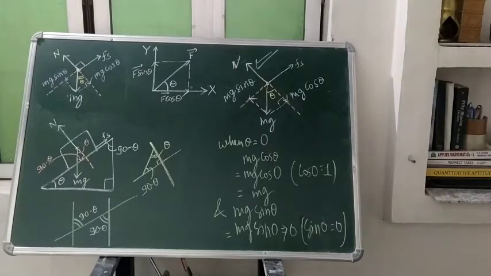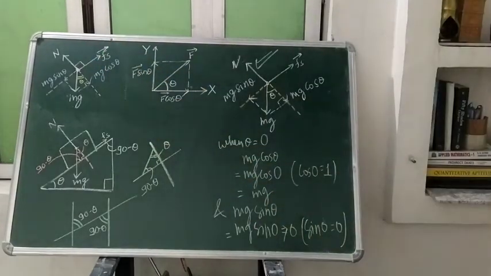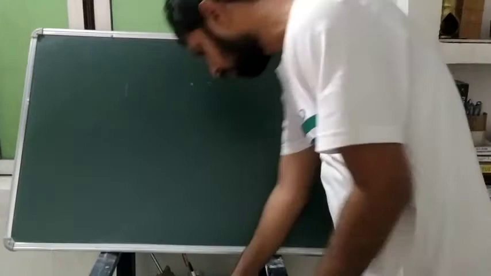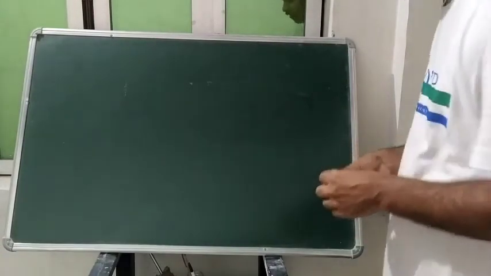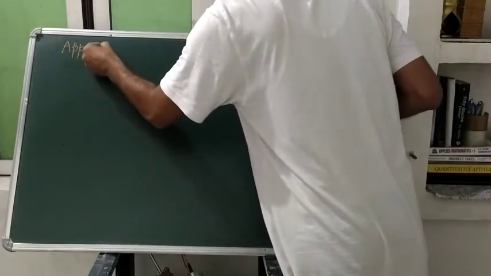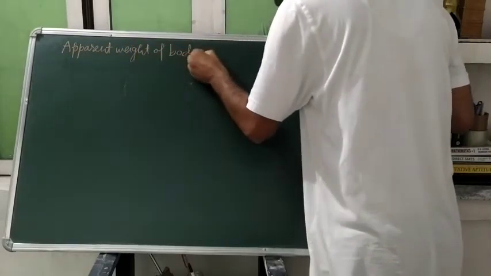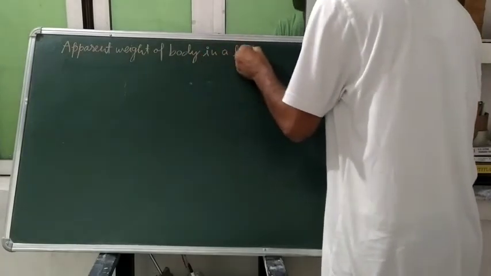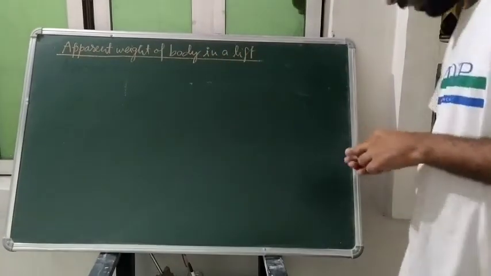You can put the vector on that force of friction as well. So now we will move to the apparent weight of a body in a lift. We'll look at the lift conditions. What will be the apparent weight in that lift?